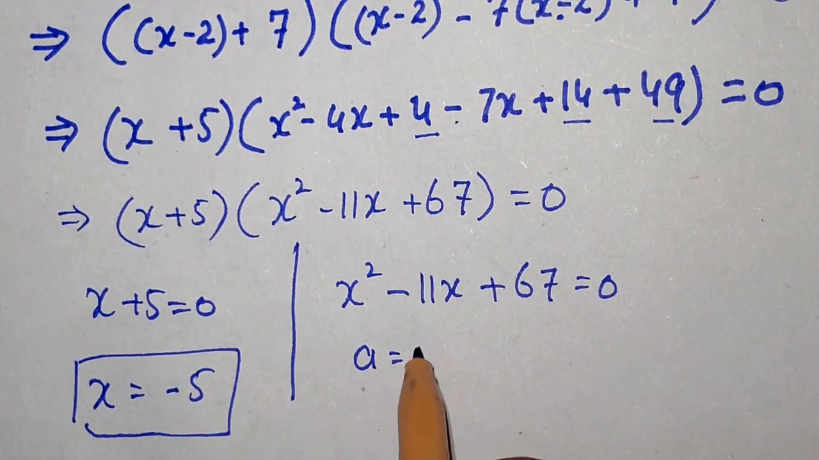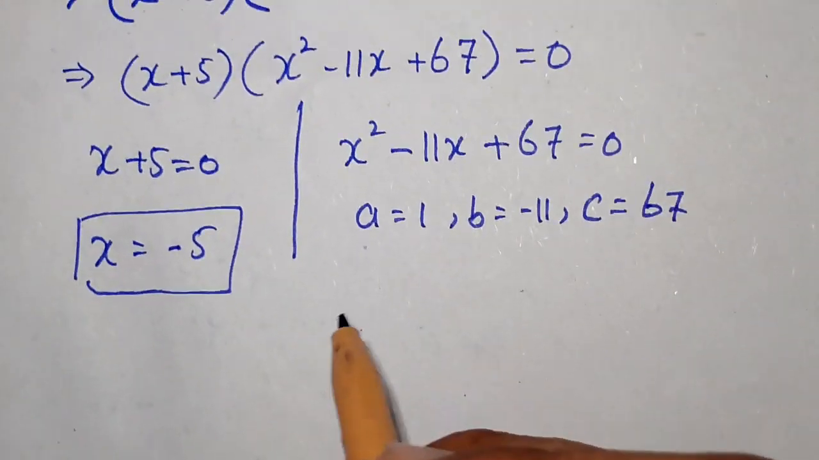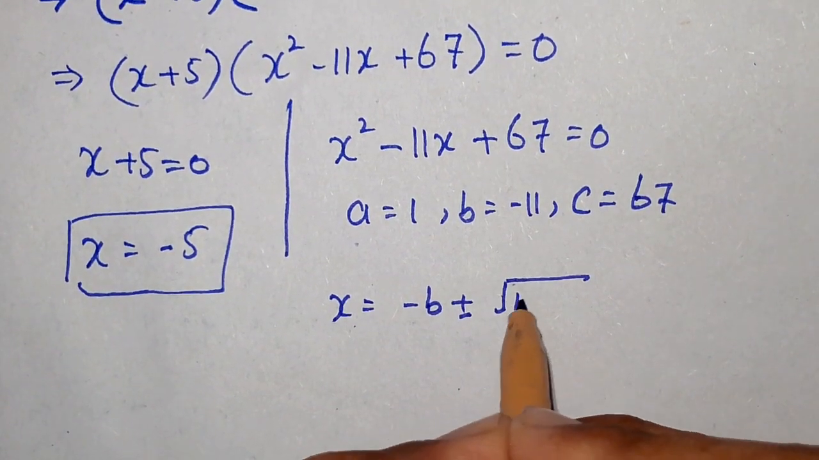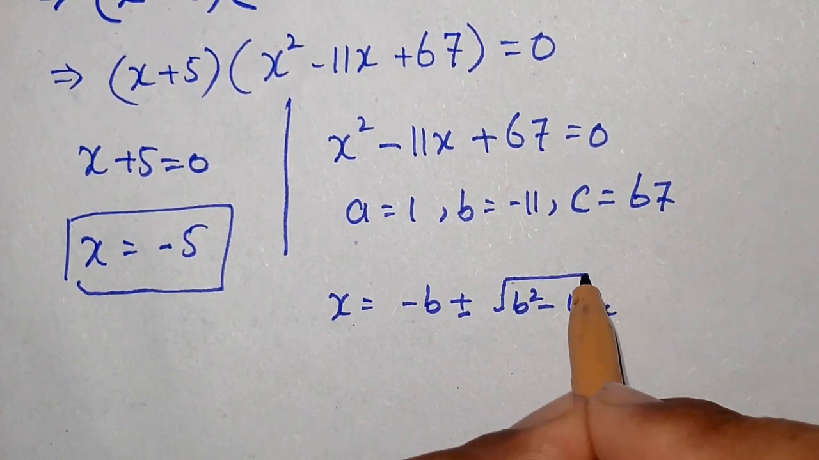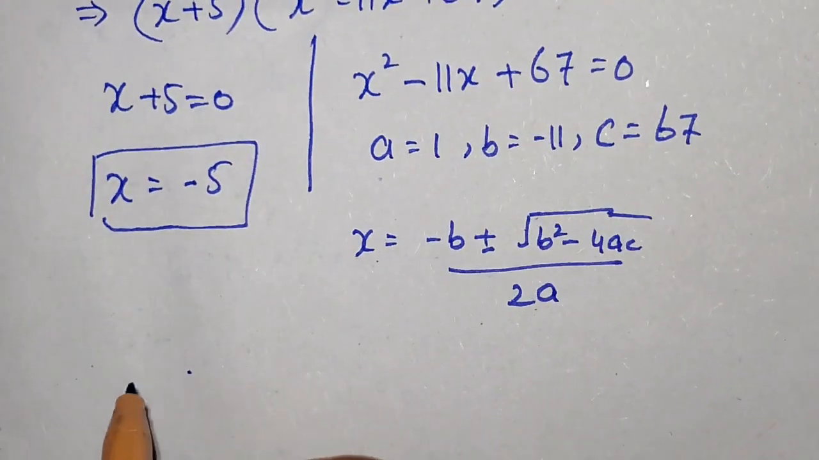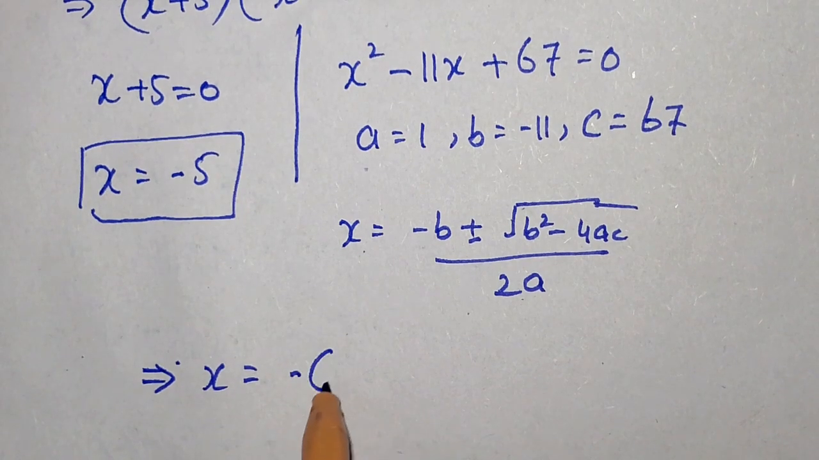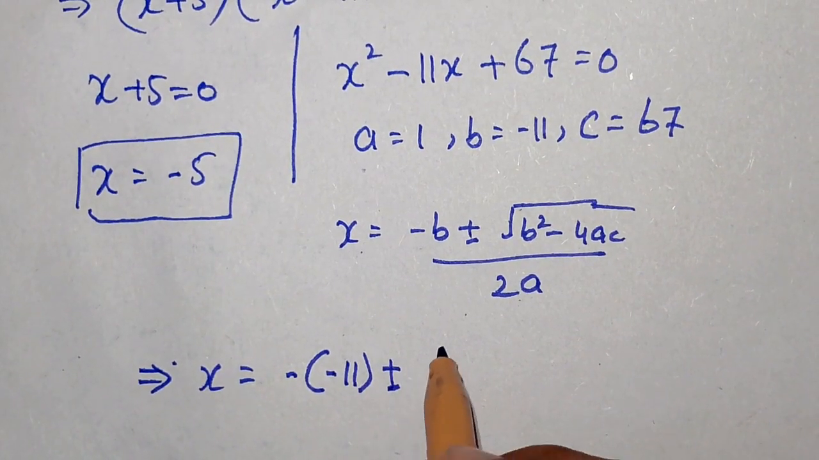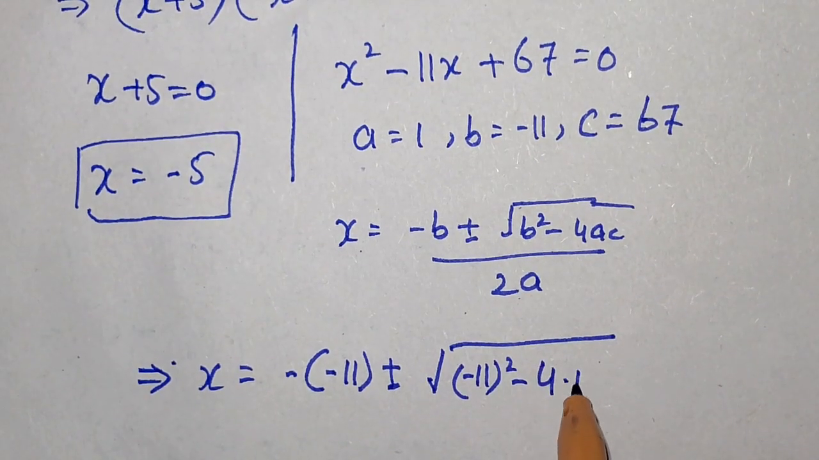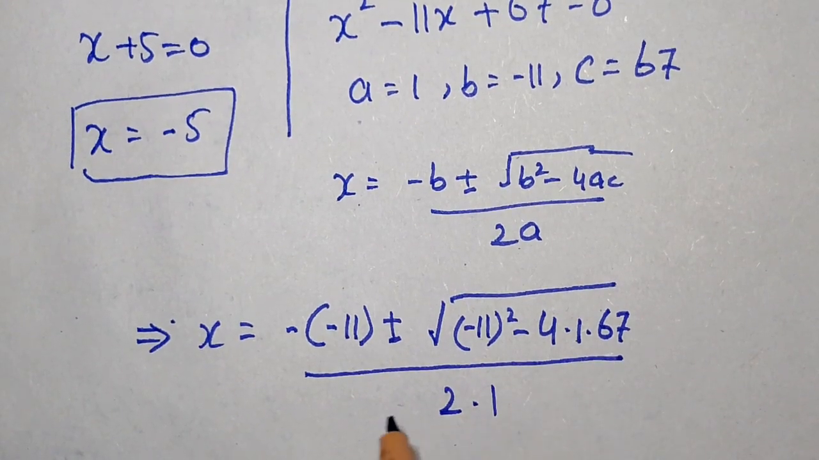So here a is equal to 1, b is equal to −11, and c is equal to 67. Now we have to write the quadratic formula, that is x = (−b ± √(b² − 4ac)) / 2a. Now we have to put the values. Here x is equal to −b, which is 11, so −(−11) ± √((−11)² − 4 times a, which is 1, times c, which is 67) divided by 2 times 1.